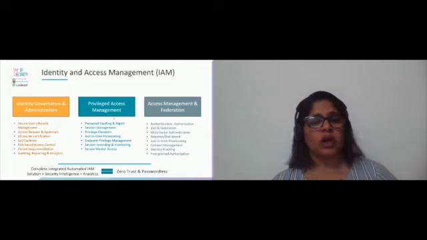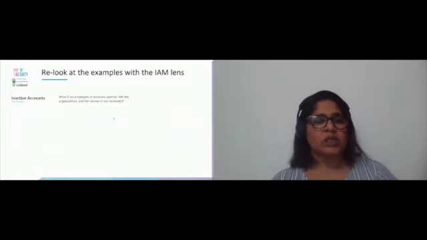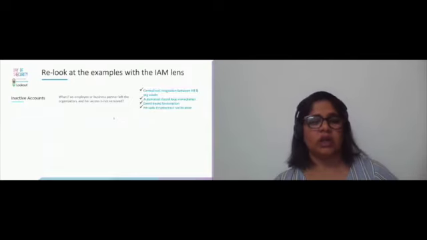What I want to do is go deep dive and take a look back at the examples that we had seen from an insider threats perspective and see how specific IAM functionalities can help address those, right? So starting with inactive accounts, if an employee is leaving and his or her access is not removed, right?